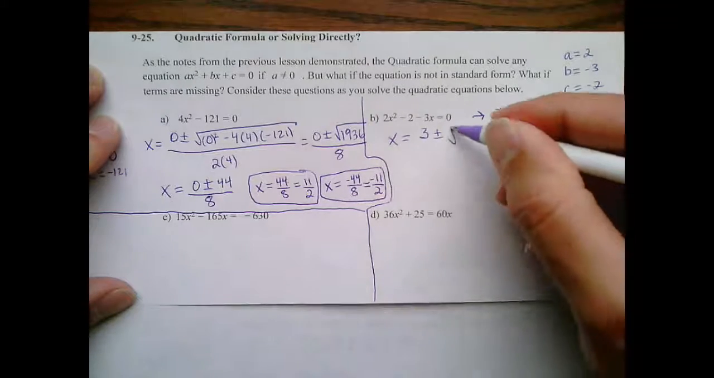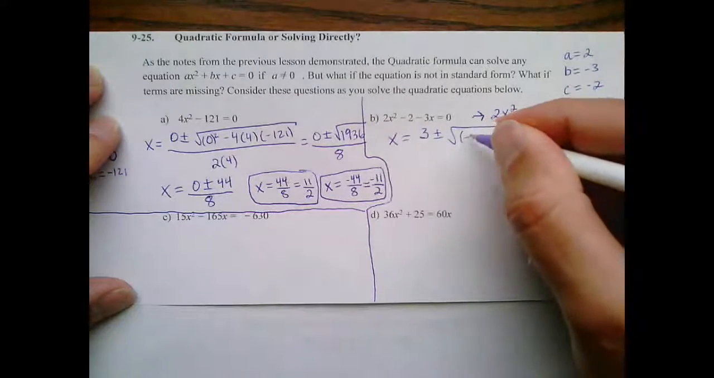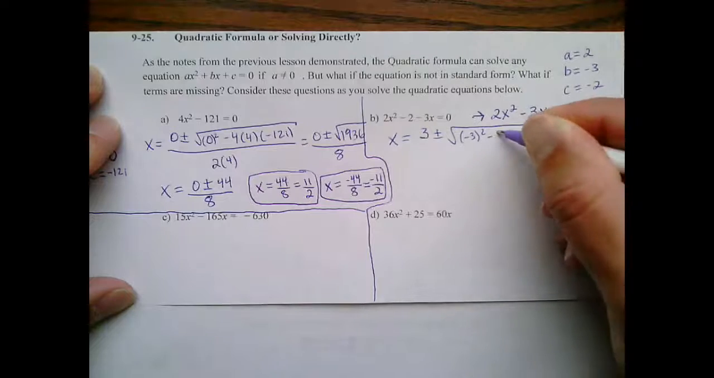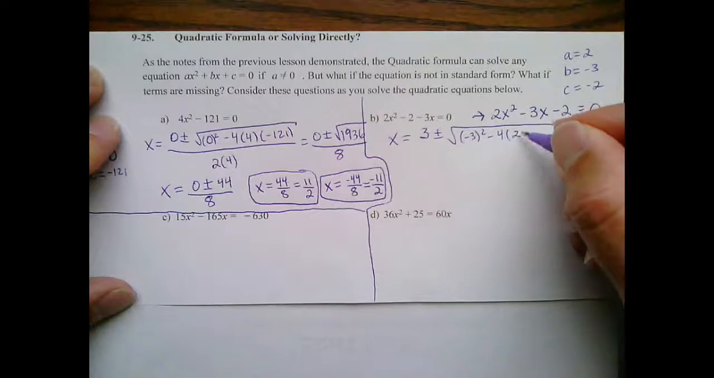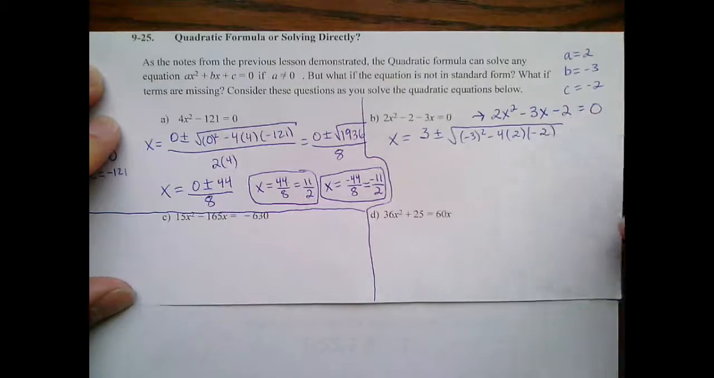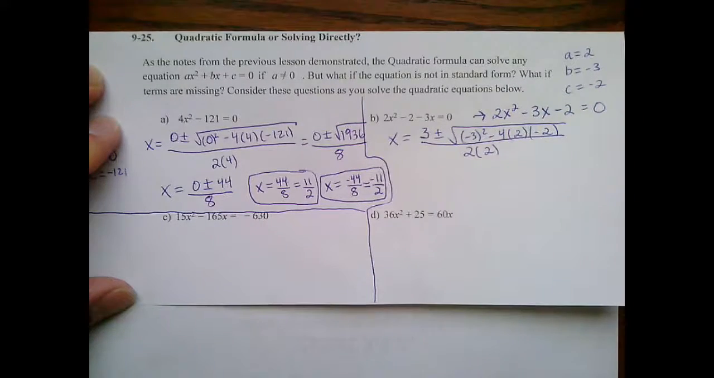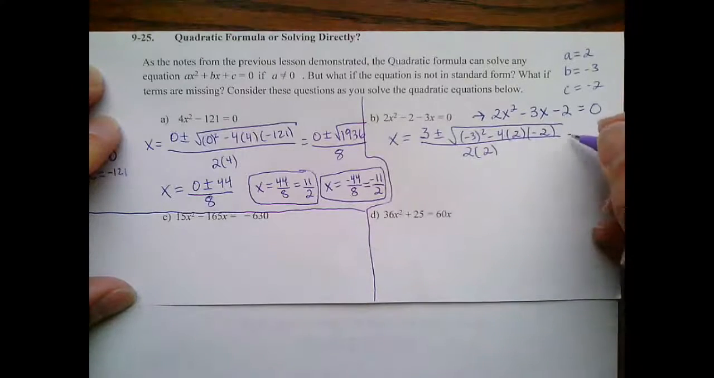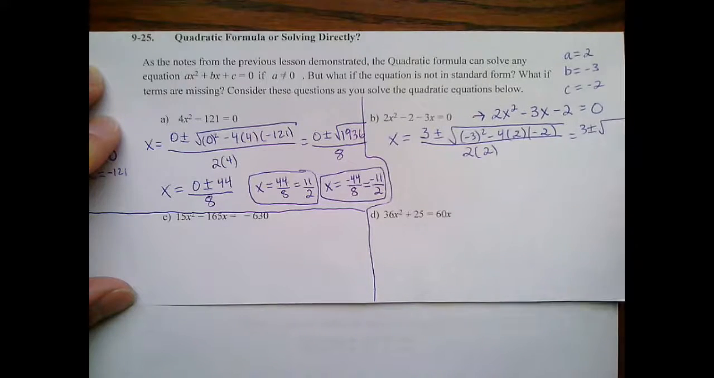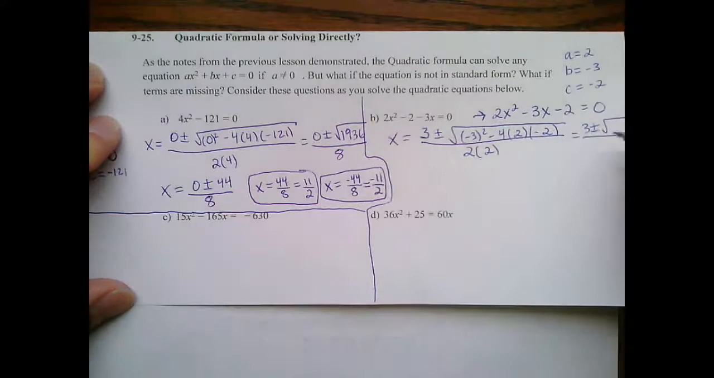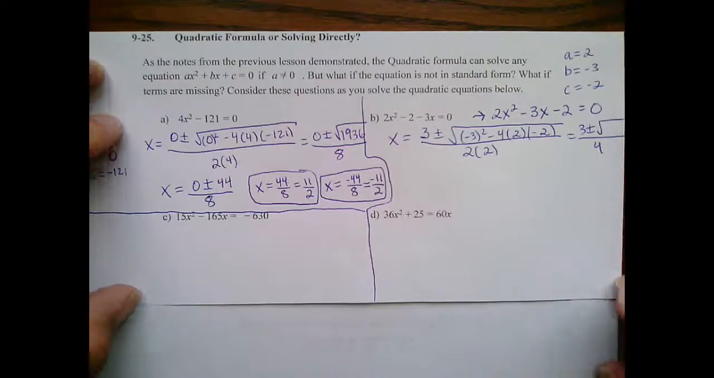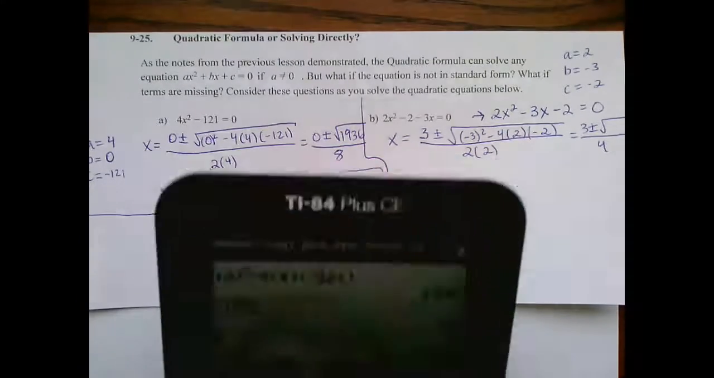Plus minus, big square roots, inside of here, b squared, negative 3 squared, minus 4 times the a value, which is 2, times the c value, which is negative 2, all over 2 times the a value, which is 2. All right, so then if you want, we can say 3 plus minus, big square roots, all over 2 times 2, which is 4. So let's go find what's underneath that square root, right?